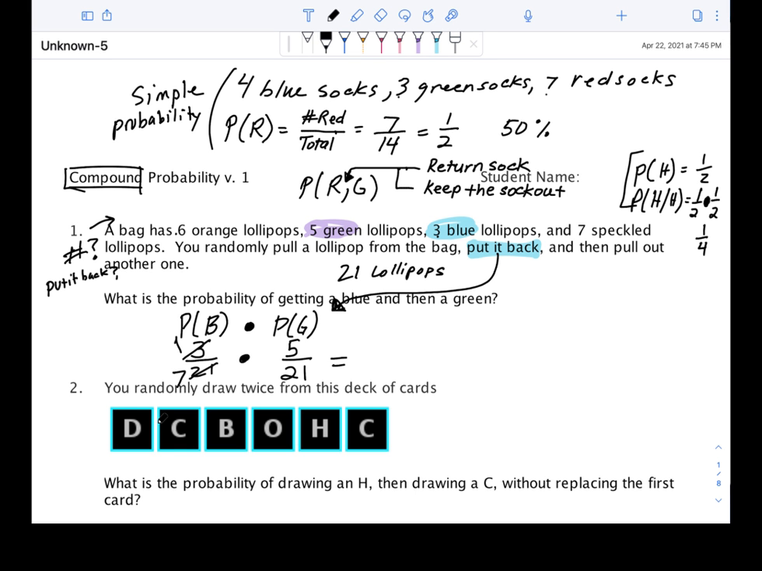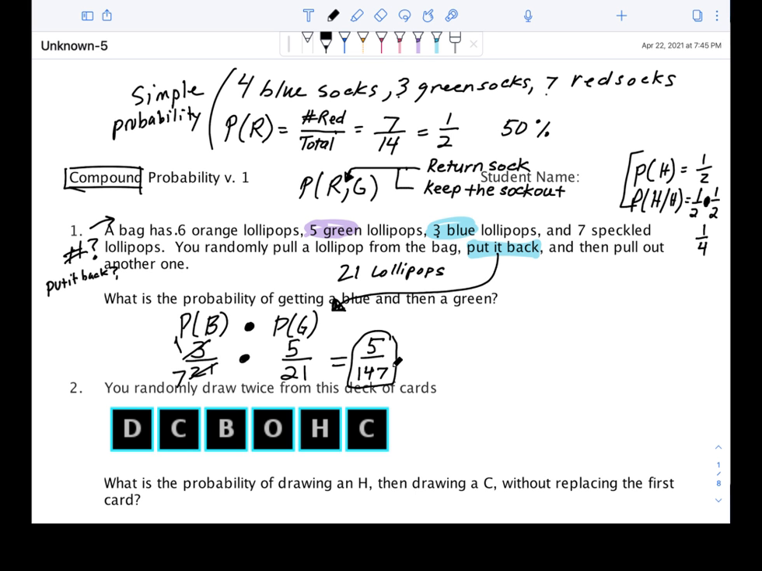You can use the Desmos for this. If you use the Desmos for this, then you can multiply those fractions. 1 times 5 is 5. 7 times 21 is 147, and that is going to be the probability right there. Okay, so that one's, like I said, of the put it back nature. So let's go ahead and keep going with this and see where the different ones take us here.